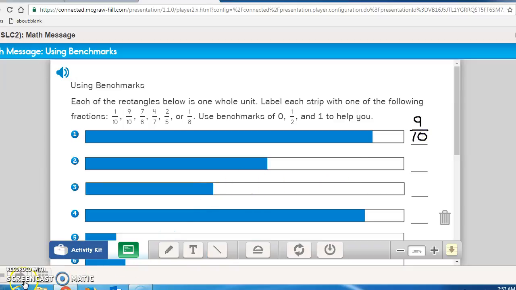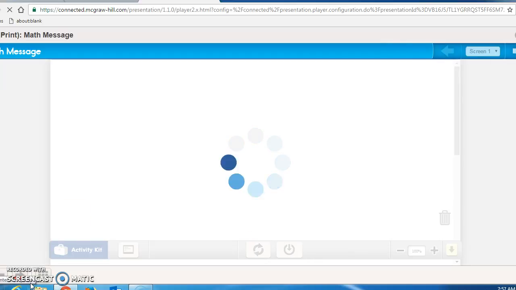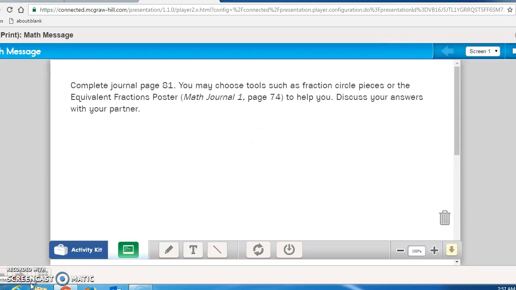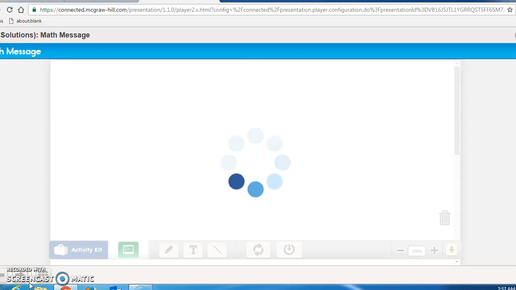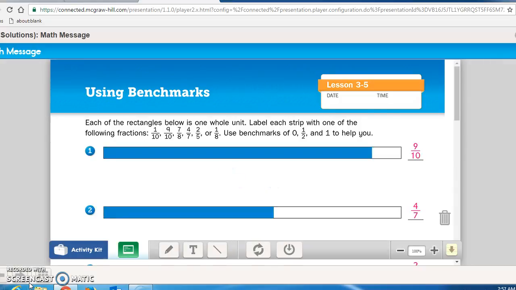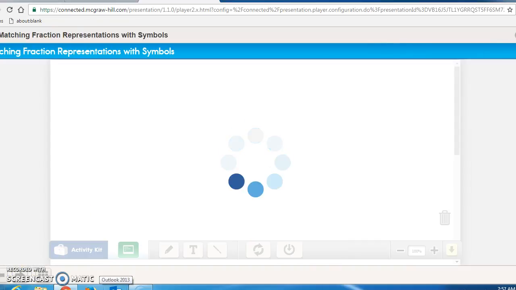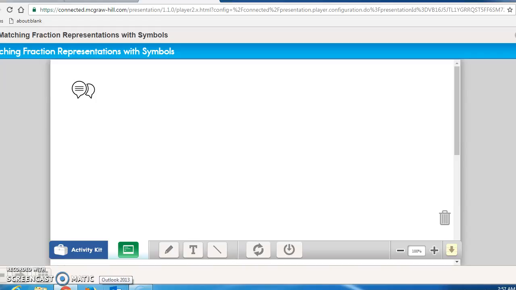What I would like you to do now is to finish Math Journal page 81, and then I want you to bring it up to me so I can discuss this with you to make sure you understand what you're doing. And again, this is just showing you the answers, which you can go right by this part of the recording because you should have come back to me and already discussed this.